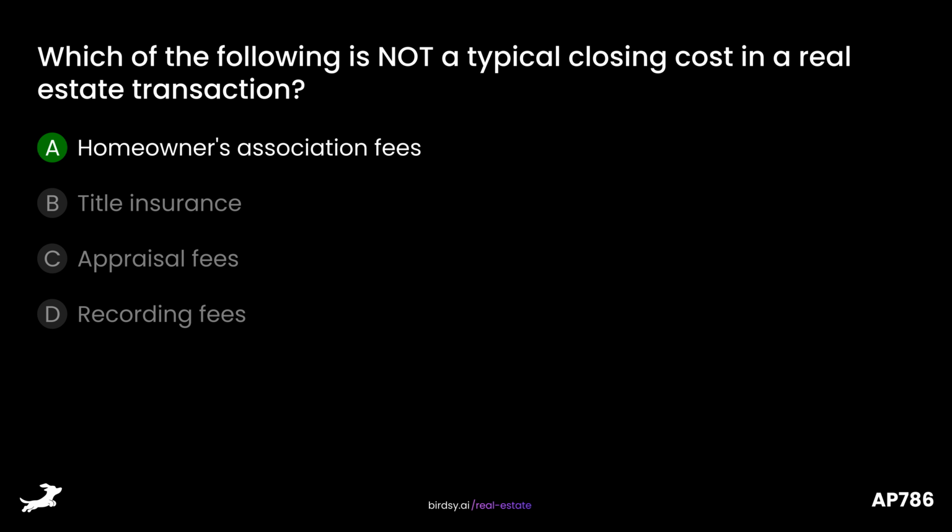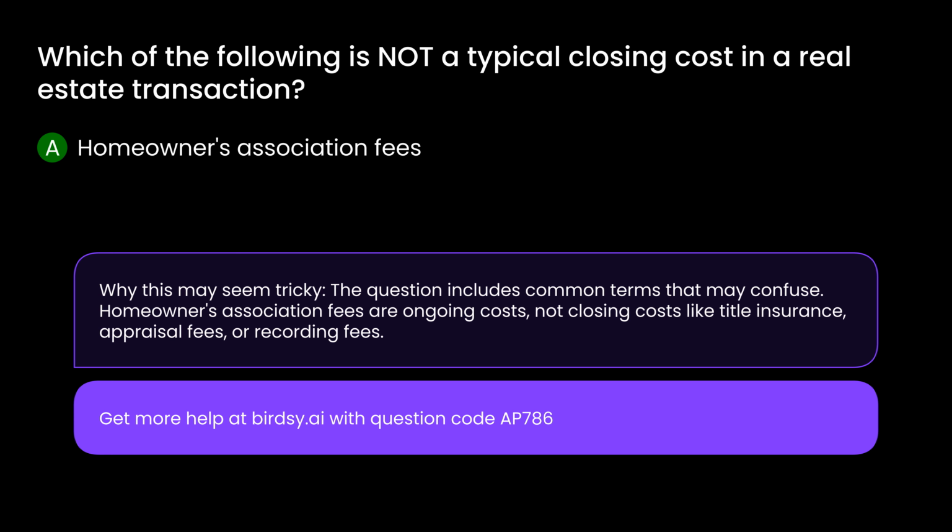Homeowners association fees. Why this may seem tricky. The question includes common terms that may confuse. Homeowners association fees are ongoing costs, not closing costs like title insurance, appraisal fees, or recording fees.